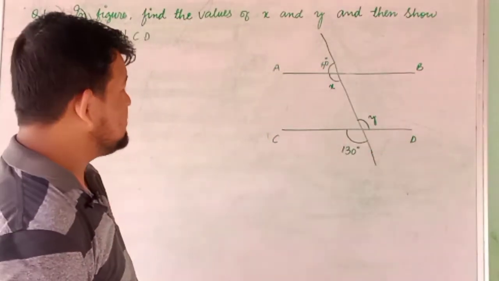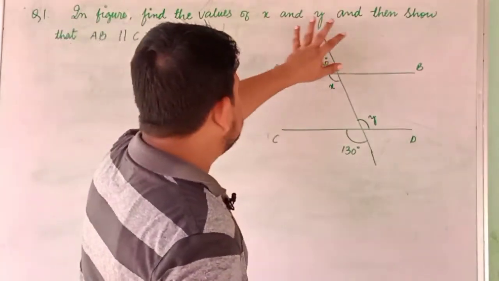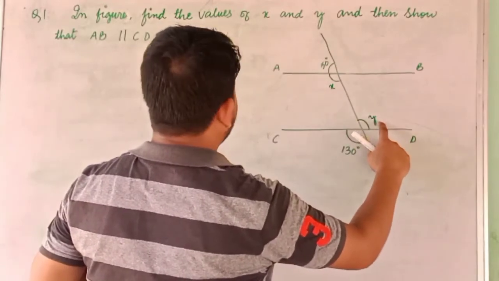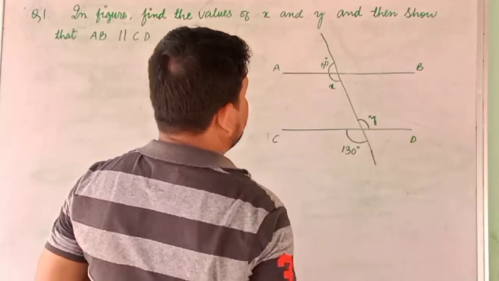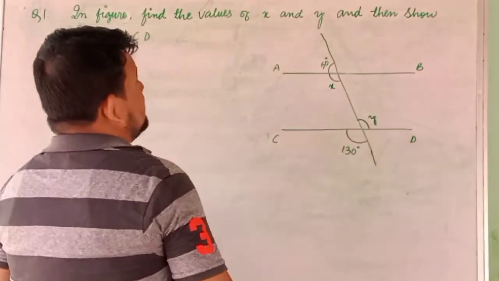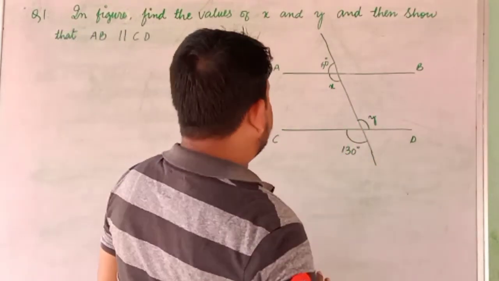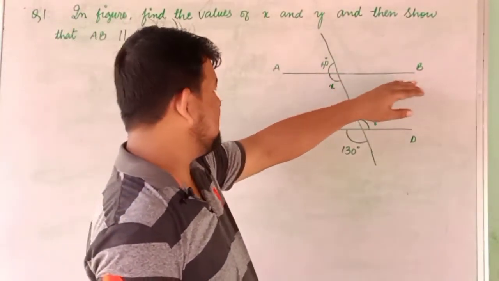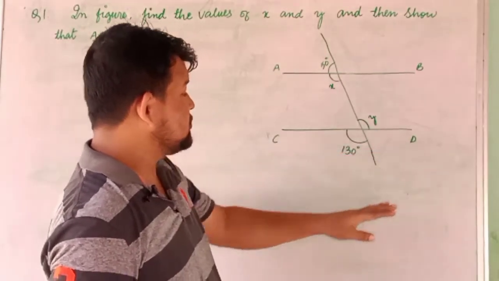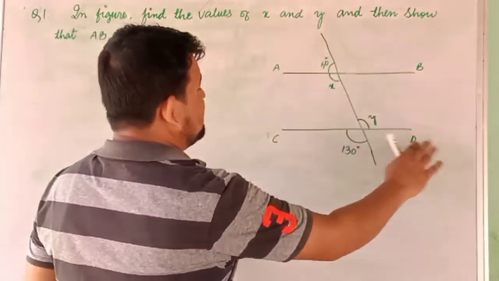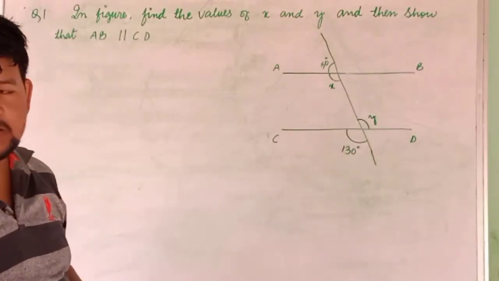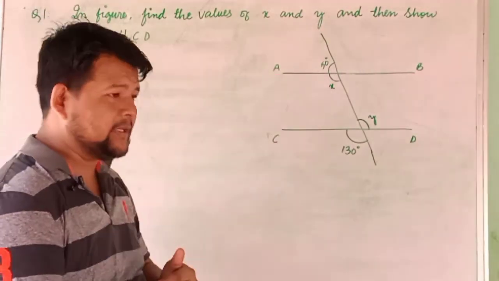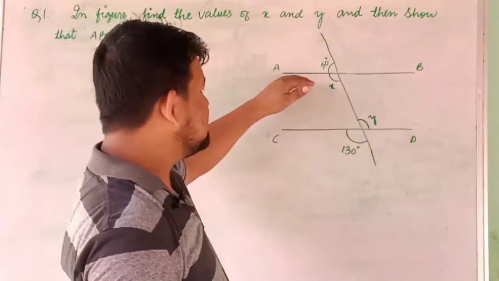So here what the question is saying is that in this diagram some missing values like x and y are given. You have to find the value of these missing numbers x and y, and you have to show that AB and CD are parallel lines. So don't be confused and think that these two lines are given to us as parallel. It is not given to us that AB is parallel to CD. We have to prove it only. We have to show that these two lines are parallel.